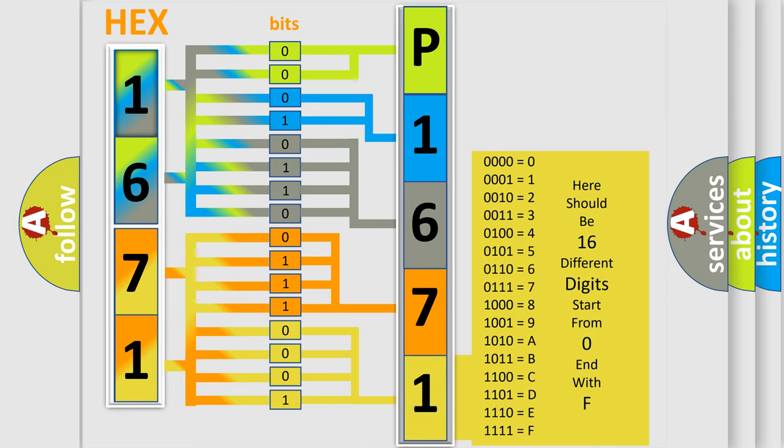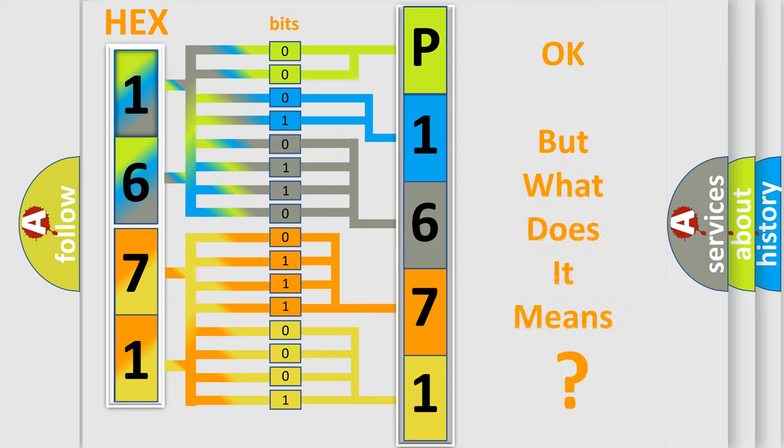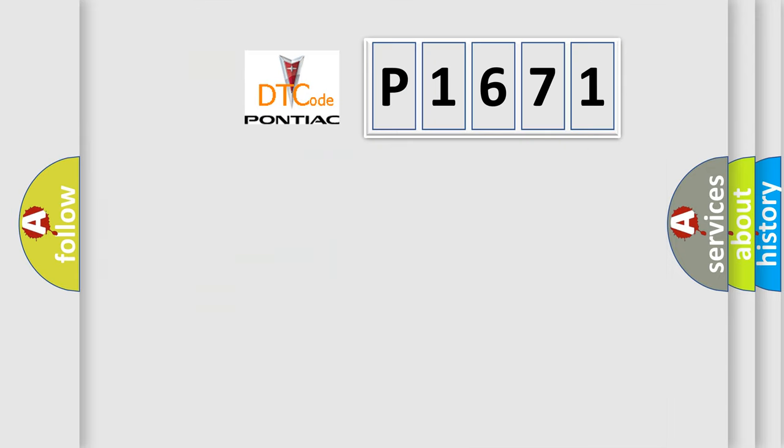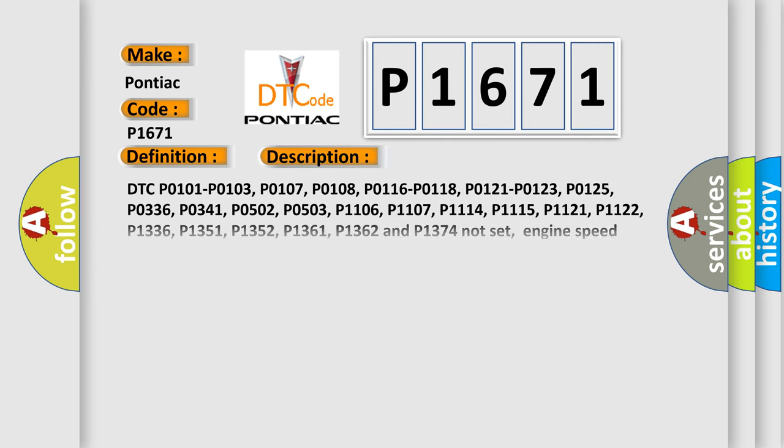We now know in what way the diagnostic tool translates the received information into a more comprehensible format. The number itself does not make sense to us if we cannot assign information to what it actually expresses. So, what does the Diagnostic Trouble Code P1671 interpret specifically for Pontiac? The basic definition is cylinder 2 misfire detected. And now this is a short description of this DTC code.